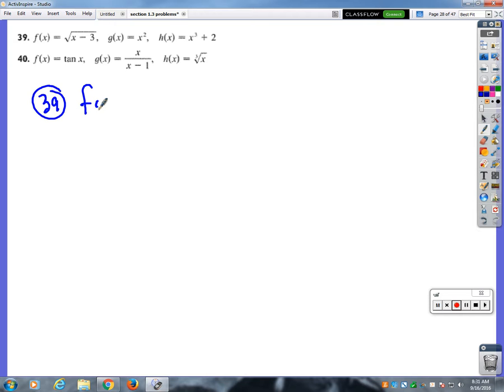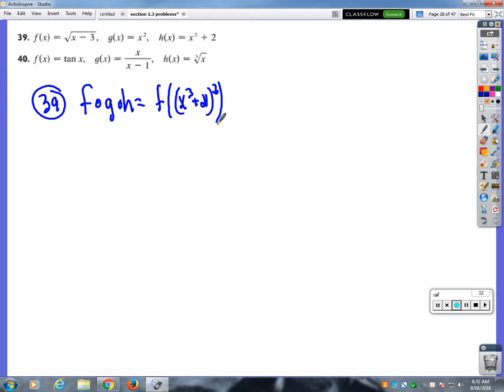Okay, so that means we have to take the h function and put it in here for the g function. The g function says square whatever you plug in. So since I'm plugging in that whole thing, that means it's going to be (x cubed plus 2) squared. Not done yet, but that's taking this piece right here and plugging it into there.